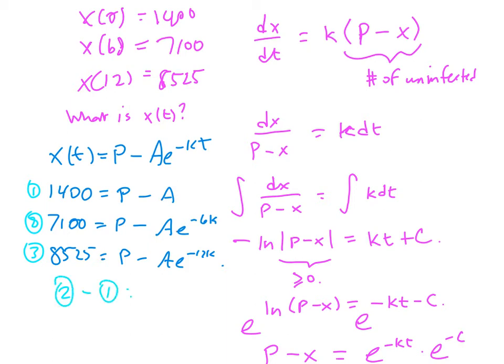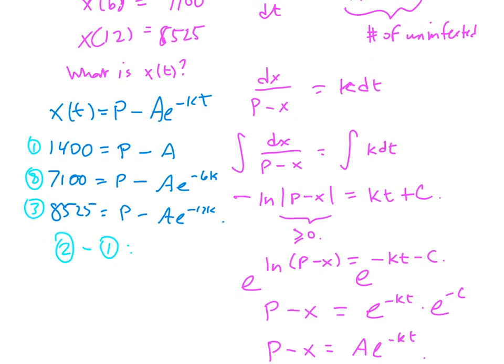That's going to give me, what does that give me? Let's see, different color here. That'll give me 5700, I think. 5700 equals a minus a e to the negative 6k. So that's nice. I've managed to eliminate one of those variables, p, one of those unknowns. So that's good. And what if I calculate equation 3 minus equation 1?